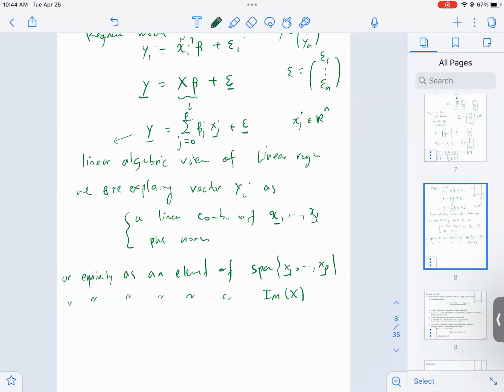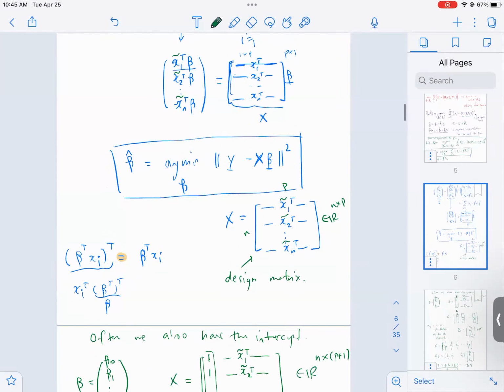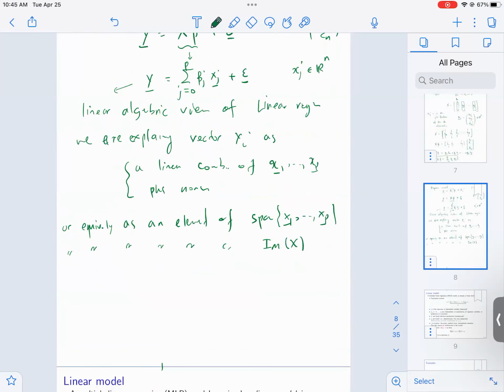If I want to explain y with something from the image, I can try to project y onto the image. Next time I'm going to come and talk about this, but this formulation of least squares is exactly equivalent to trying to project y onto the image of x. This gives you the geometric view of least squares, which is very helpful for us. So go back and review projection, image, and stuff like that. Next time we'll come back and use all of this information.